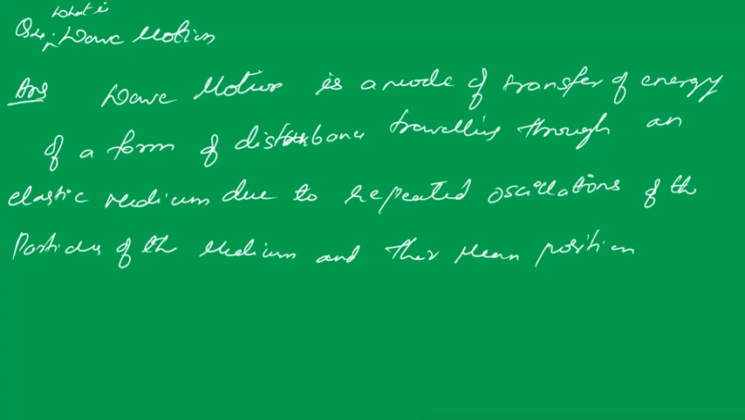So the same example we can take, we are dropping a stone into the water, where the disturbance is in the middle, that is the mean position, and the disturbance is carried on. That means the energy has been transferred due to the disturbance and it travels through an elastic medium. As in the water example, it is an elastic medium which is flexible. Why is it so? Disturbance is caused due to the stone and there is an elastic medium due to repeated oscillations of the particles of the medium.